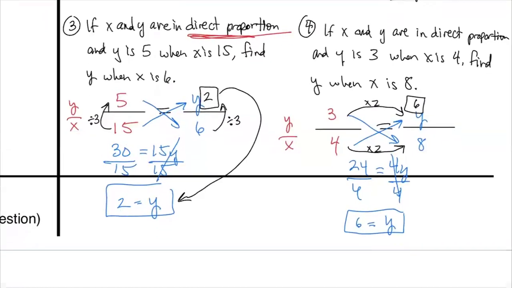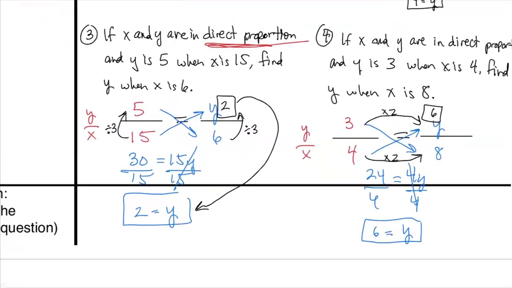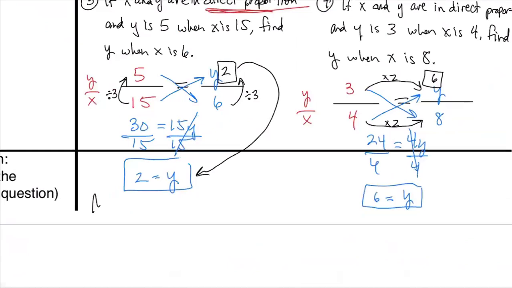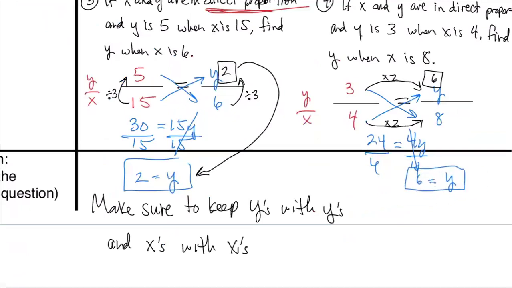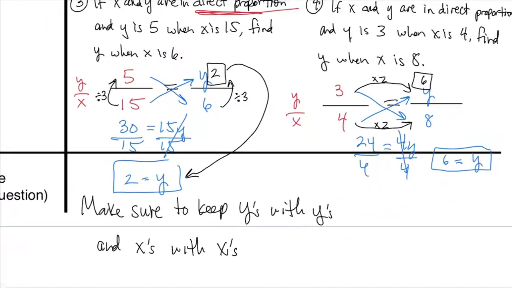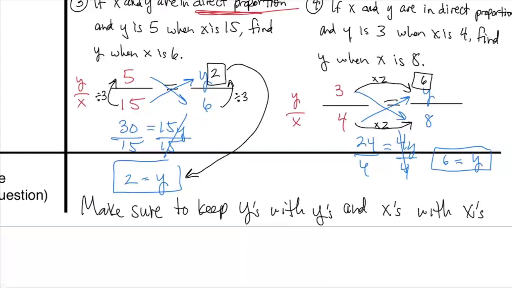Good. The question is, what's the most important thing? And we wrote it up here on the side. It was make sure to keep y's with y's and x's with x's. Good. Make sure you write those down. And once you do write those down, those are going to be our notes for today.